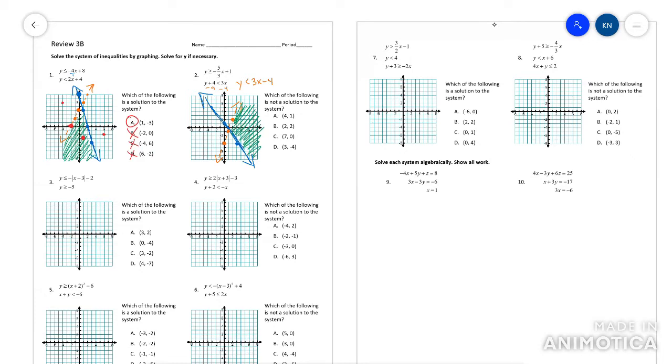So what's a solution to that? Well, 4, 1 is right here. Oh, they're asking for not a solution. So 4, 1 is a solution. 2, 2 is on a dotted line. That is not included. So that's probably my answer. But I'm going to look at the others anyways. 7, 0, that's in the section that's shaded. And then 3, 4 is right here. I think that's included. So my answer here would be B, 2, 2.